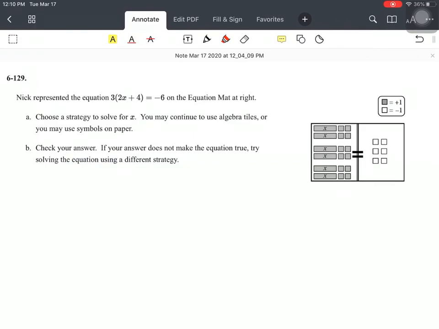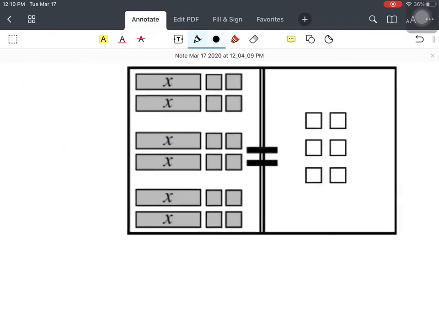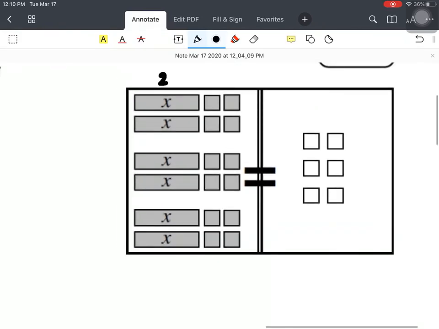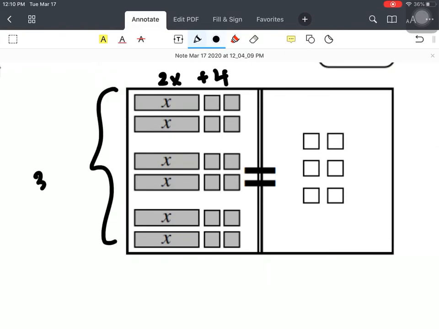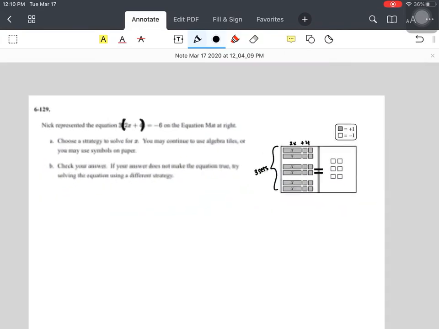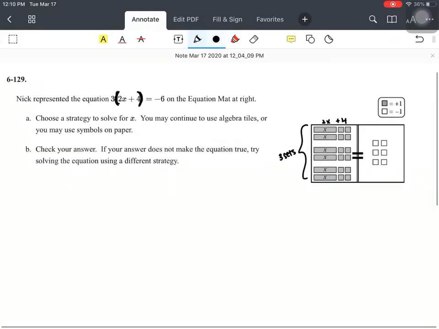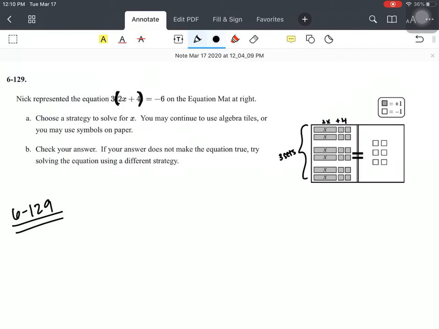129. Nick represented the equation 3 times the quantity of 2x plus 4 equals negative 6 on the equation mat at the right. So we look at this right here. This is 2x plus 4, and then we have 3 sets. So I'm going to pause, draw this. You want to draw this image in your notebook with the tiles.